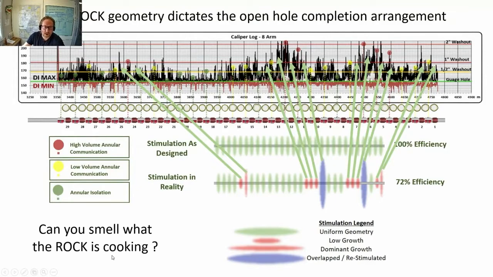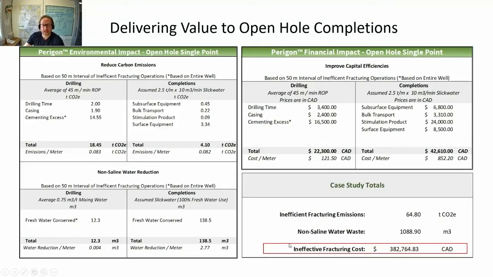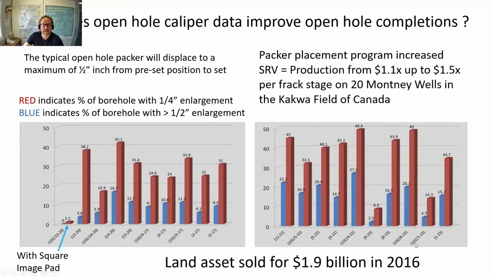So can you smell what the rock is cooking? I hope so, because the rock geometry actually tells you what the open hole completion is supposed to look like. If we don't listen to what the rock is cooking, we just stand to waste a bunch of money, and on this one, $380,000. So we proved at a land asset on 20 wells that we could improve production 1.1 to 1.5 times per stage by simply placing the packer in concentric wellbore.